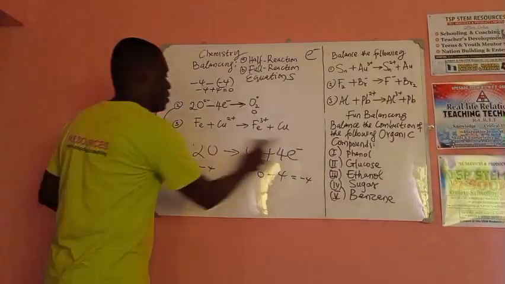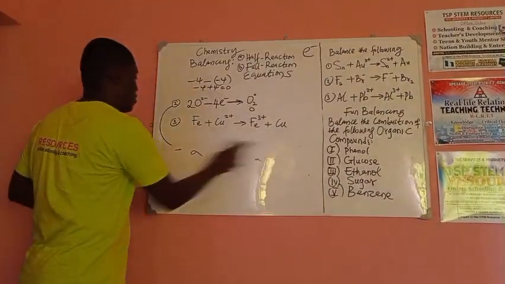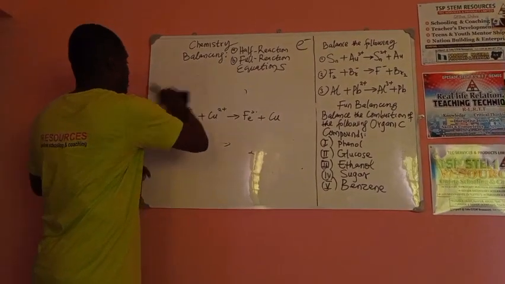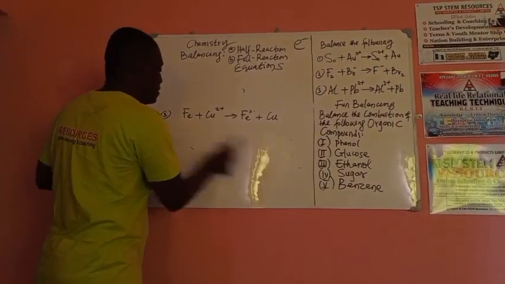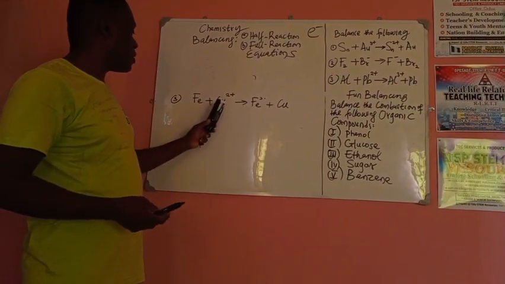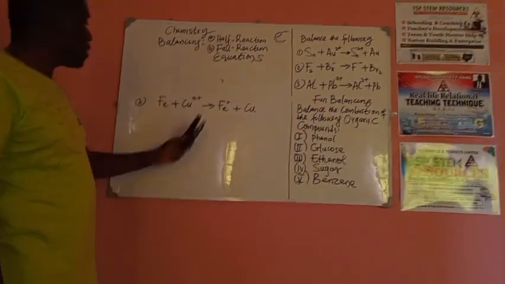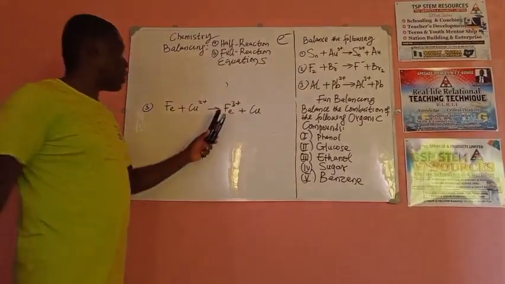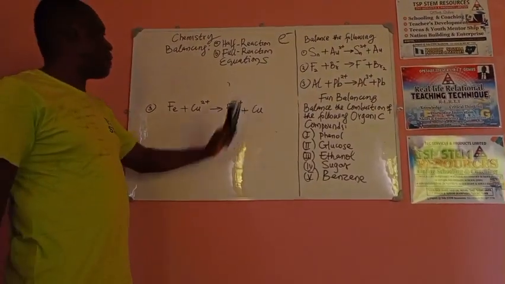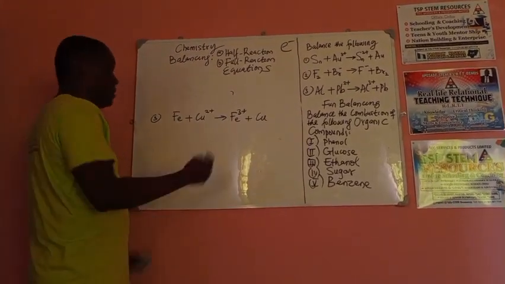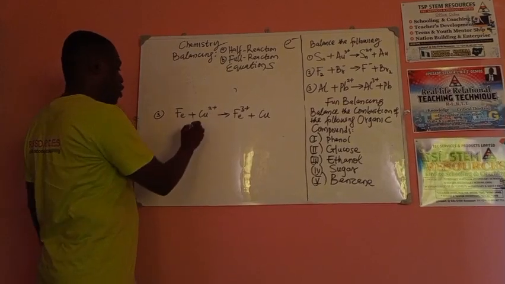Now, lastly, we'll go to the last one quickly. Look at it. We want to balance this. Now, to balance this, we have iron element with copper ion giving us iron 3 ion and then copper element there. Okay, so there are two ways you can do this. The easier one is for you to break it up into two.